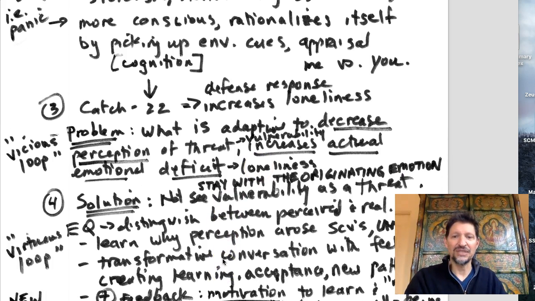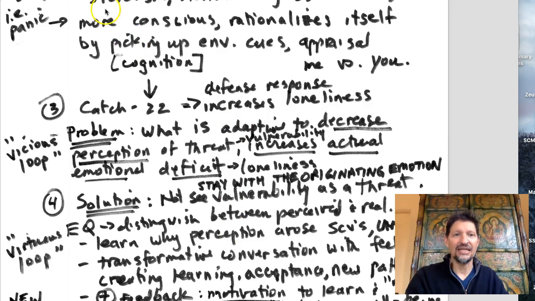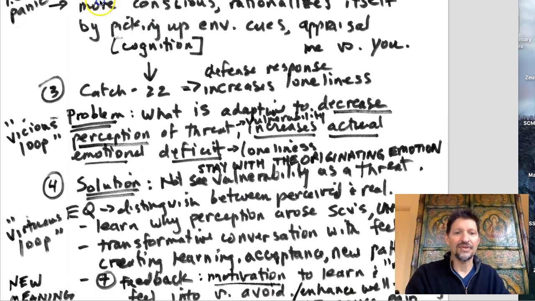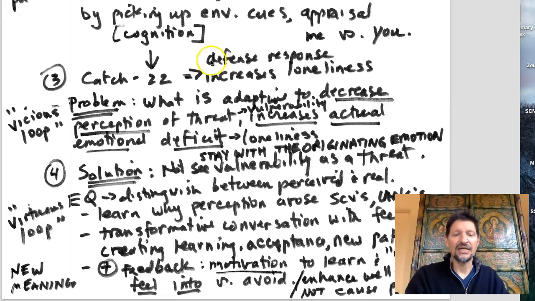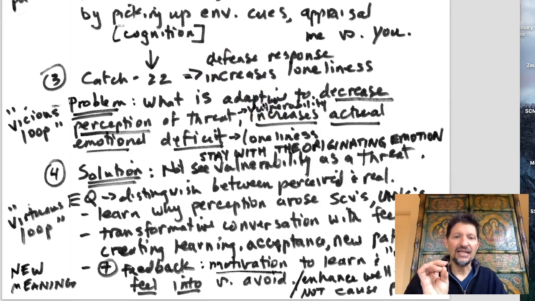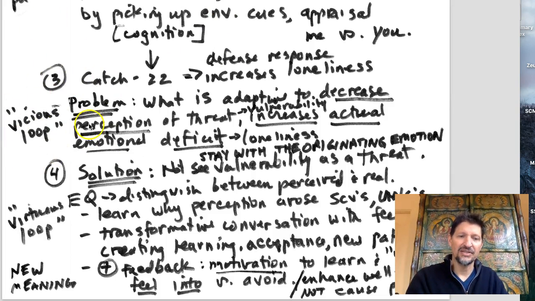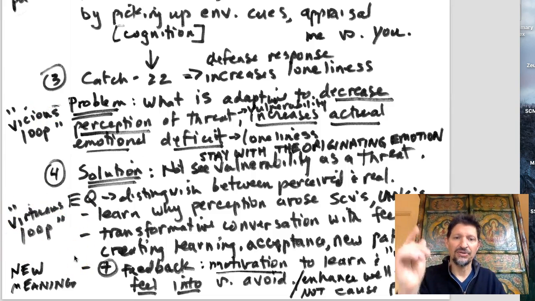The solution is to stay with the originating emotion. Don't be afraid of loneliness to begin with, okay? Where the other one was a vicious loop, where your response was pulling you down further and further and making you more lonely, this is what you call a virtuous loop. It makes it go the other direction, up.